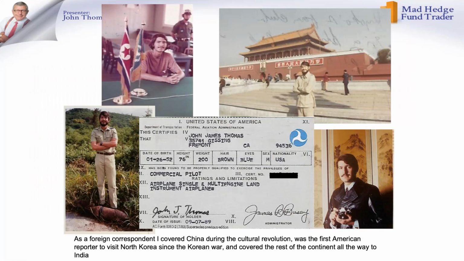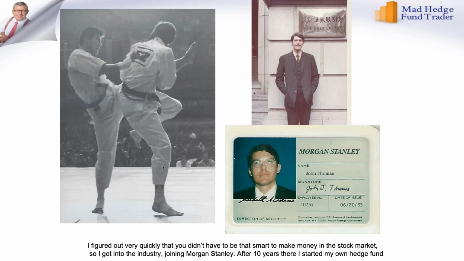As a foreign correspondent, I covered China during the Cultural Revolution, was the first American reporter to visit North Korea since the Korean War, and covered the rest of the continent all the way to India. I figured out very quickly you didn't have to be that smart to make money in the stock market, so I got into the industry joining Morgan Stanley. After 10 years, I started my own hedge fund, and that's my Morgan Stanley ID card from 1983, and yes, the years have been tough.